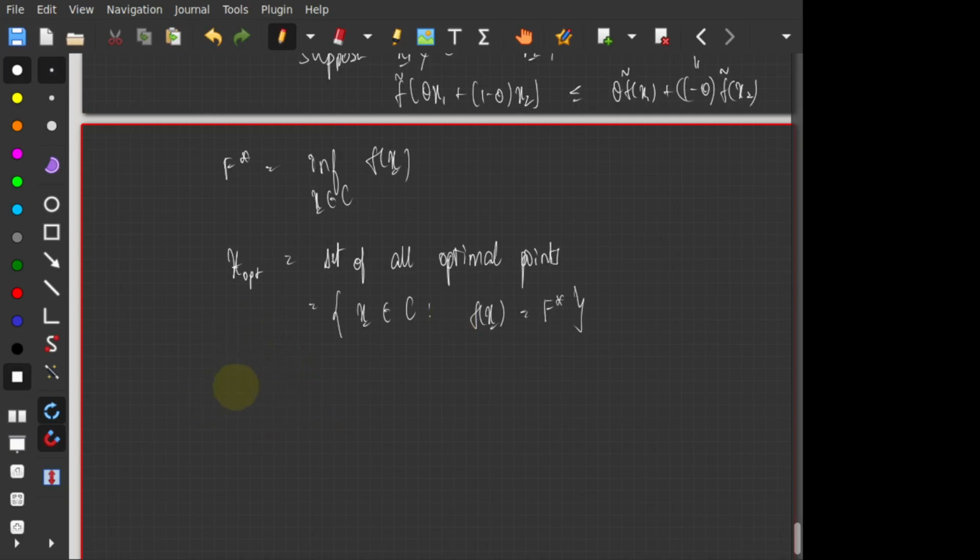And we say that if the set of all optimal points is not empty, then we say that the problem is solvable.